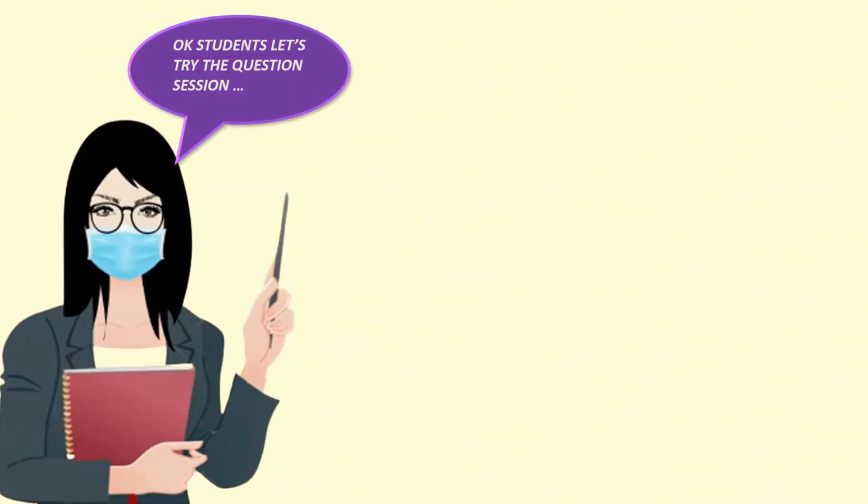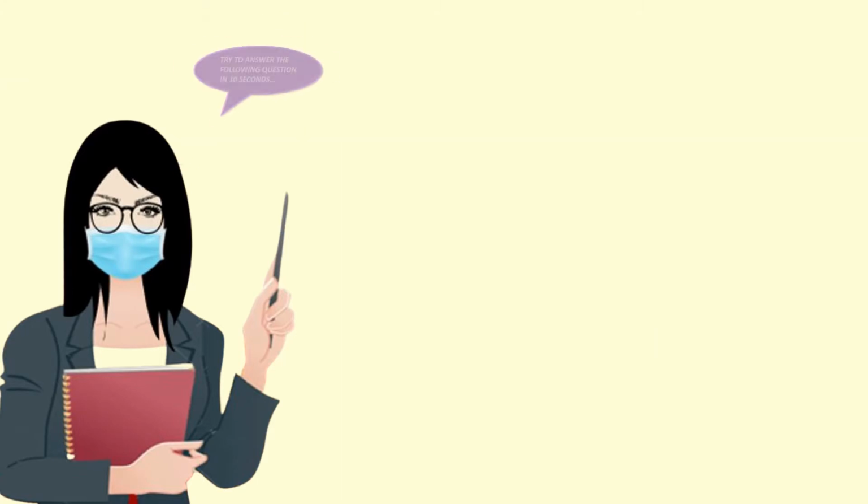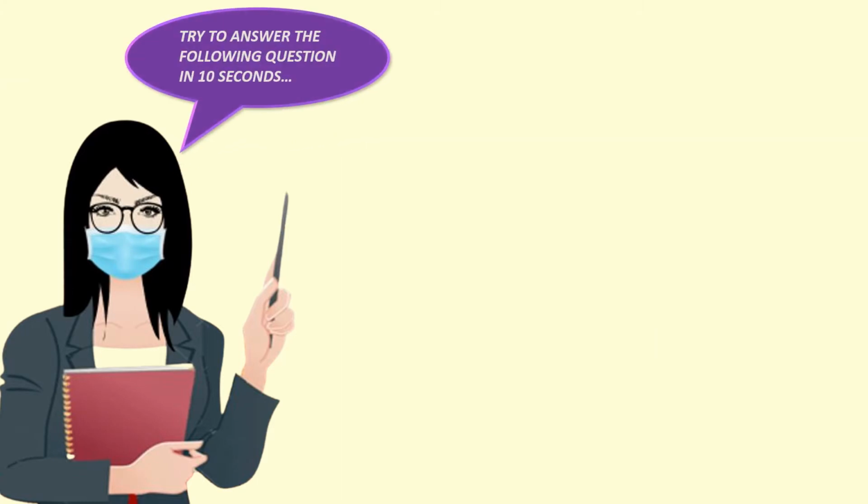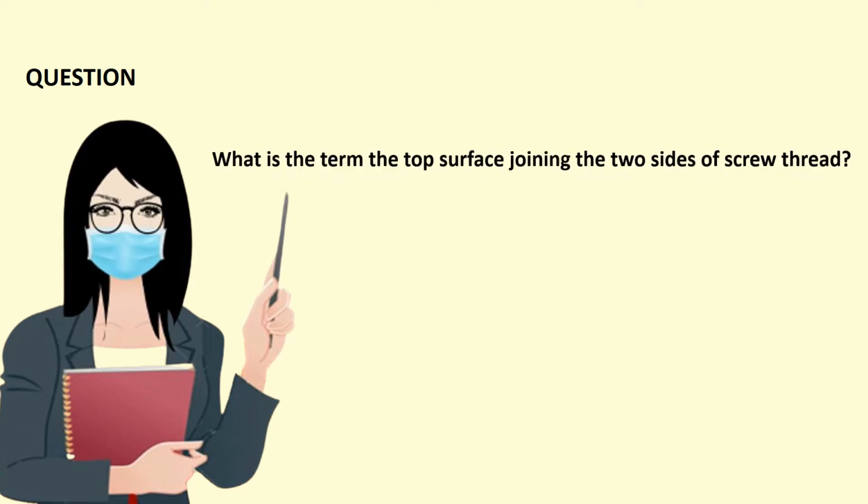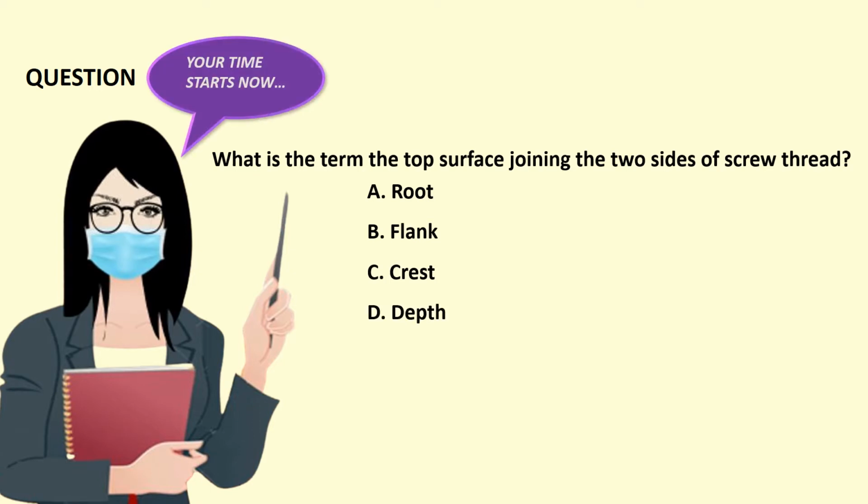Okay students, let's try the question session. Try to answer the following question in 10 seconds. What is the term? The top surface joining the two sides of screw thread. Option A, root. Option B, flank. Option C, crest. Option D, depth. Your time starts now.